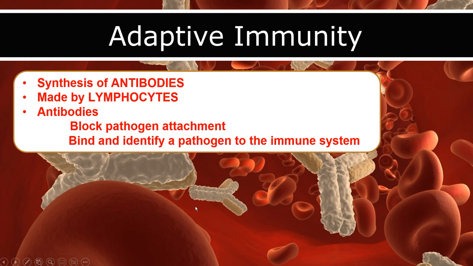So that second line of defense is going to inform the adaptive immunity side, or the acquired immunity, which is the third line of defense. That third line of defense is all about the synthesis of antibodies, which are going to be specific to a certain antigen. And these antibodies are made by a different cell class called a lymphocyte.